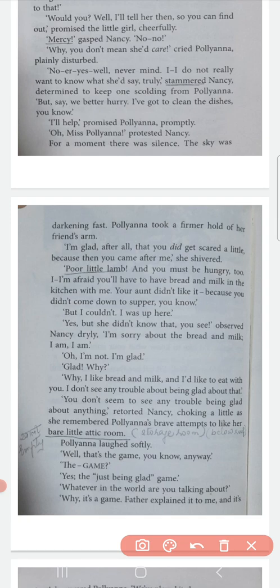What was the punishment given to Pollyanna? The punishment given to Pollyanna was that she has to eat bread and milk in the kitchen with Nancy, because she was not present at the table with her aunt.